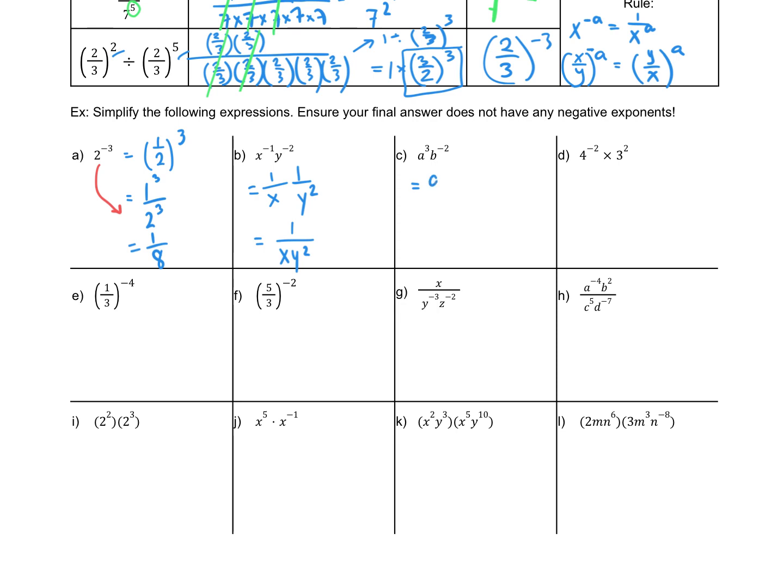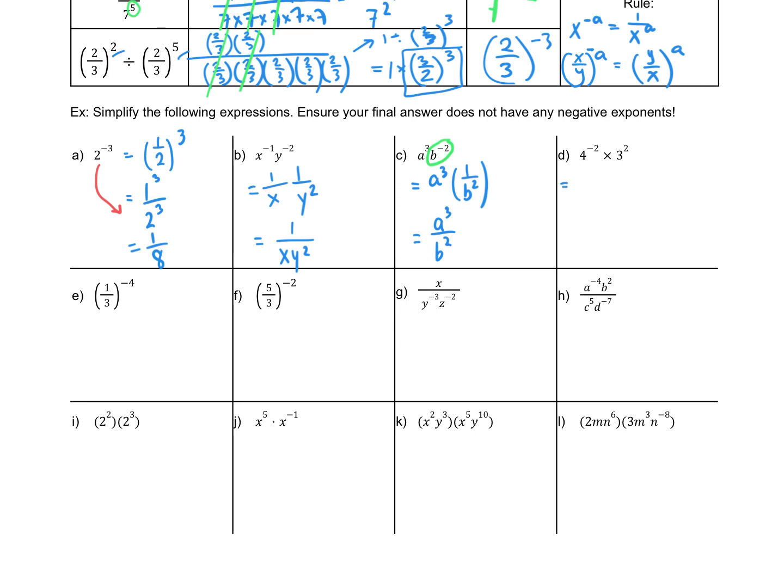Next, a to the power of 3 times b to the negative 2. A to the power of 3 is fine the way it is, but b to the power of negative 2, we need to take a reciprocal, and there it is, 1 over b squared. And that can be cleaned up as a to the 3 over b squared. So what has happened here, the one that had a negative exponent went down into the denominator.